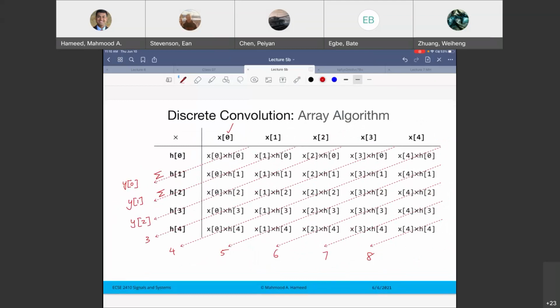Tell me, what is the lower limit of your response? 0. Upper limit, 8. 0 plus 0, 4 plus 4. Yeah? How many elements are there? A plus B minus 1, right? 5 plus 5 minus 1, 9, 0 to 8. You guys see that? Yeah? Good.